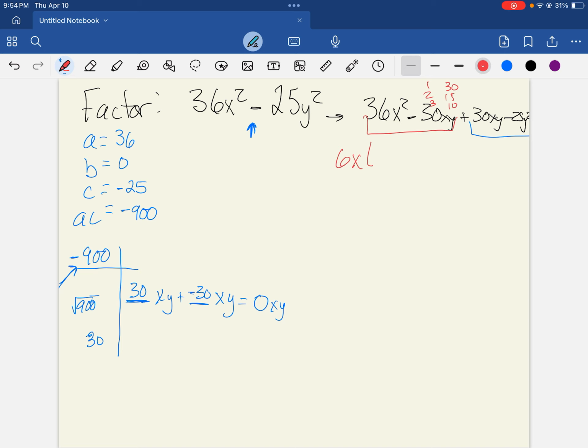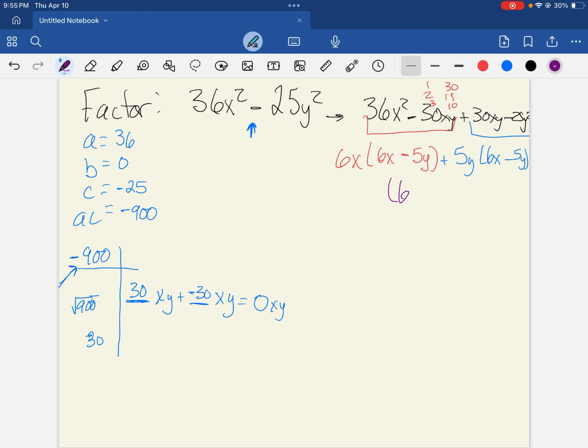Okay, when I do that, I get 6x minus 5y. And again, what you saw me do was just pause for a second and write out the factors of 30 because I just wanted to make sure that I'm doing this right. Then I would go over to my blue term, 30xy minus 25y squared. The GCF here would be 5y. And what's left over is 6x minus 5y.